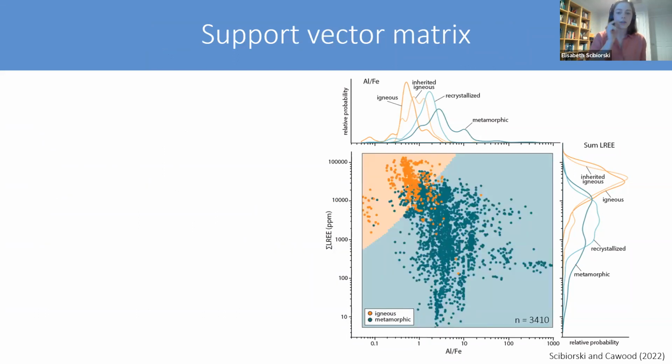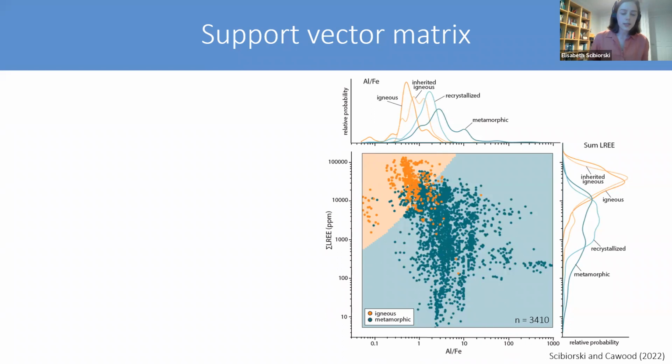So like the logistic regression, this is a classification algorithm, but it can handle nonlinear decision boundaries. Basically, the way it works is that you tell the algorithm what composition your data points have, so aluminium iron ratio or the light rare earth content, and then you tell it what your categories of interest are. So for example, igneous or metamorphic. And then it calculates the plane of the maximum separation between the groups, which is this boundary here.